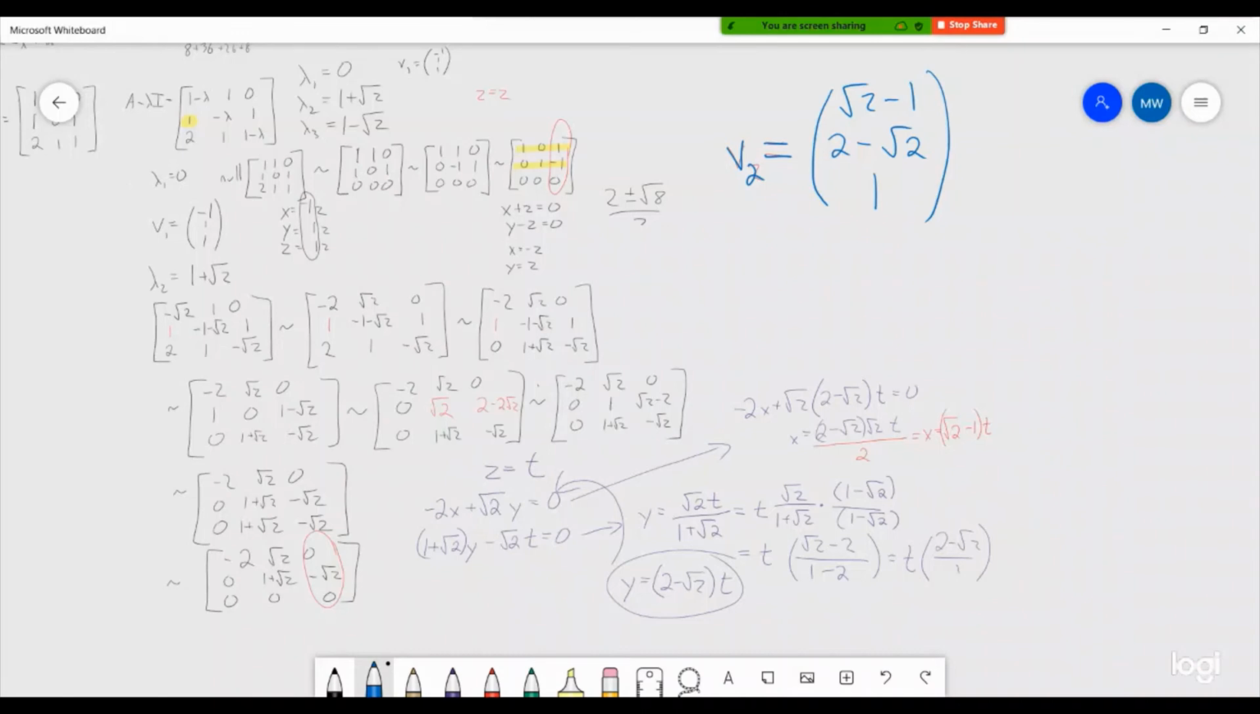Would anyone like to go over some other problems or other topics? Can you go over how to find the basis of a set of vectors? Yeah, we can go over that.